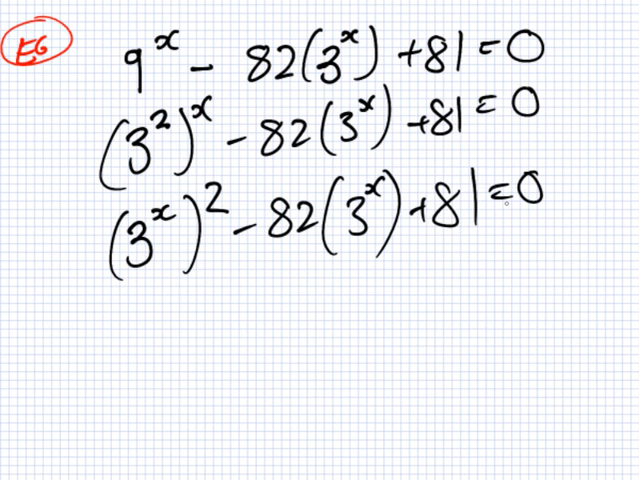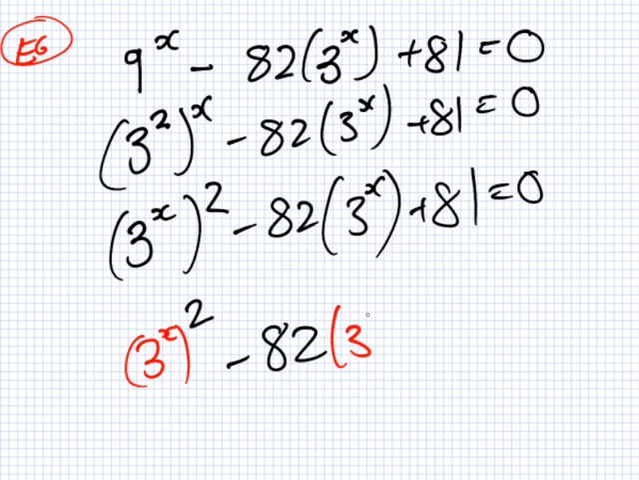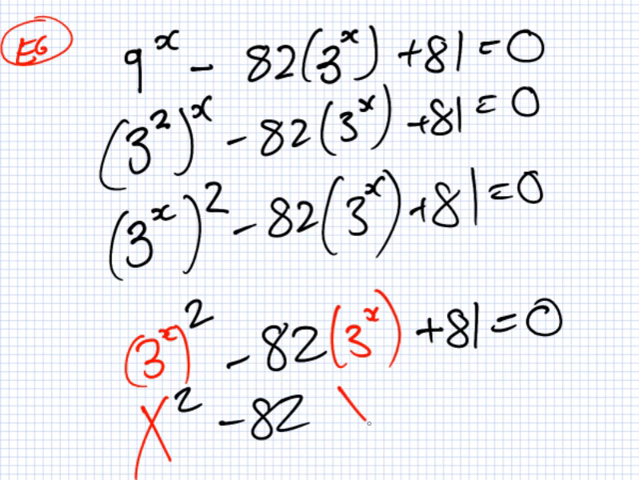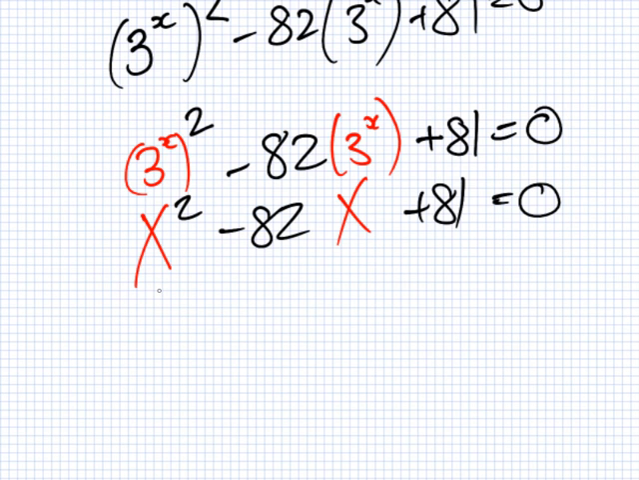Now let me use colours here to make it extra clear what's happening. 3 power x, squared, minus 82 3 power x plus 81 equals 0. Looks familiar? What does it look like? Looks like a quadratic, doesn't it? It looks like x squared minus 82x plus 81 equals 0. It has the same form. So you could factorize it.